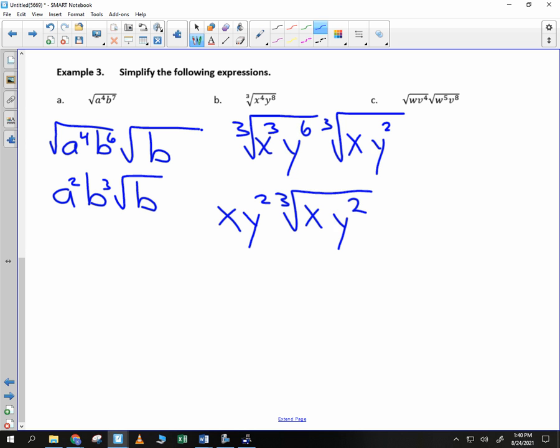Where did you get the xy? I remember doing it. So the cube root of x cubed is x. Okay. The cube root of y to the sixth is y squared. That's a good test.